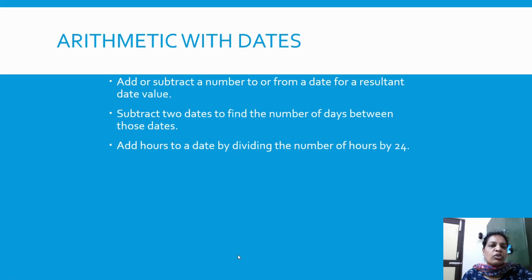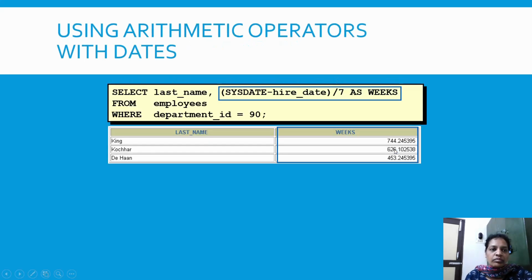So we can do arithmetic with dates. We can add or subtract a number to or from a date for a resultant date value. We can subtract 2 dates to find the number of days in between them. Then we can add hours to a date by dividing the number of hours by 24. So see here, some arithmetic operations with dates.